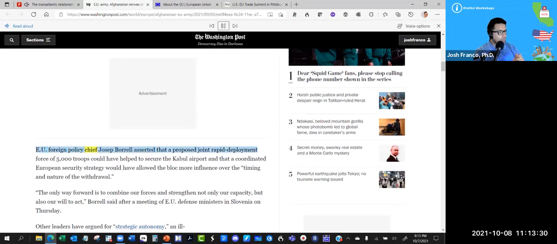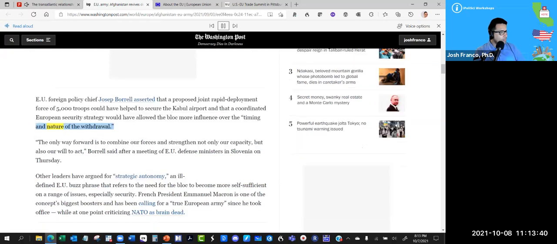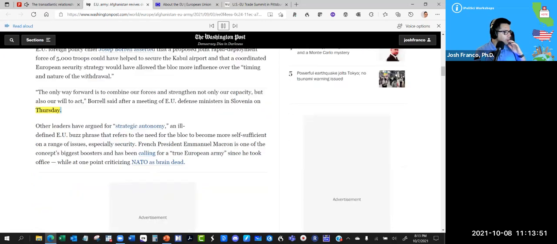EU Foreign Policy Chief Josep Borrell asserted that a proposed joint rapid deployment force of 5,000 troops could have helped to secure the Kabul airport, and that a coordinated European security strategy would have allowed the bloc more influence over the timing and nature of the withdrawal. "The only way forward is to combine our forces and strengthen not only our capacity, but also our will to act," Borrell said after a meeting of EU defense ministers in Slovenia on Thursday.